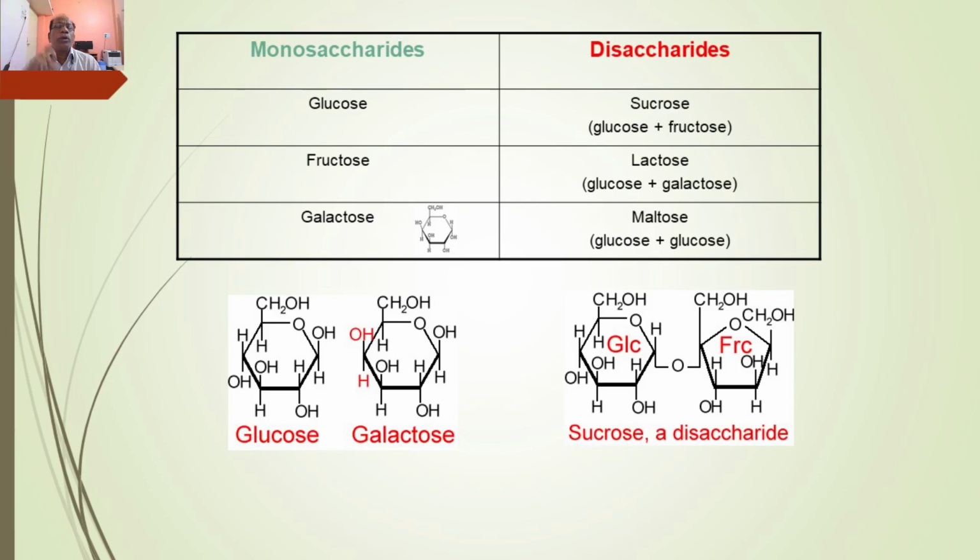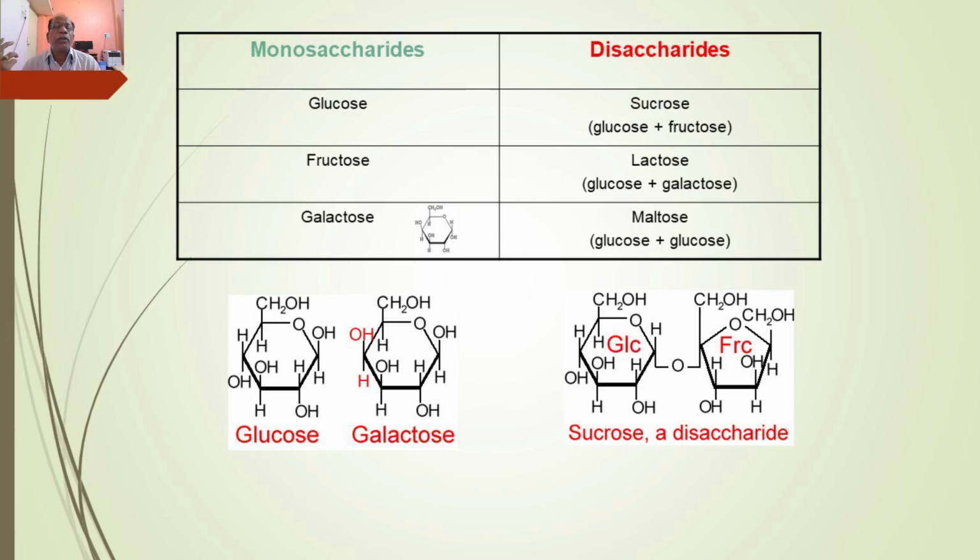Then disaccharides have two sugar molecules, or two monosaccharides. When two monosaccharides join together, they form a disaccharide. For example, sucrose is formed by the combination of glucose and fructose. So two monosaccharides, glucose and fructose, bound together form sucrose.